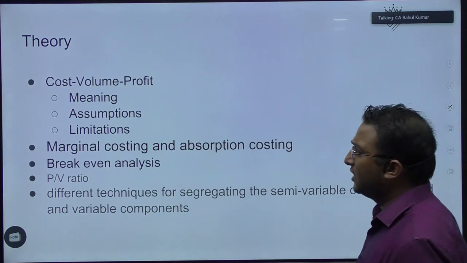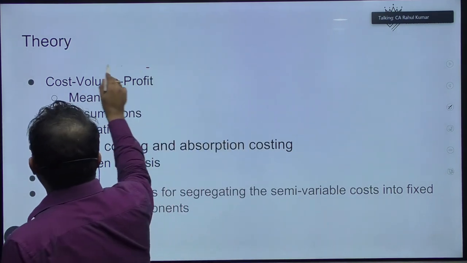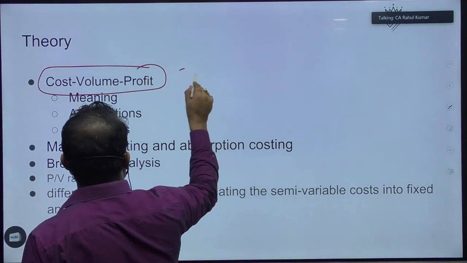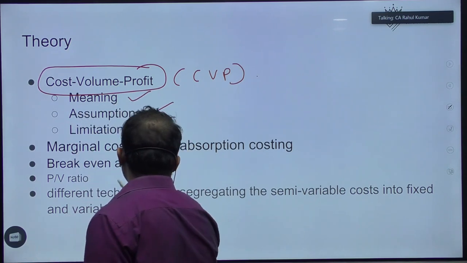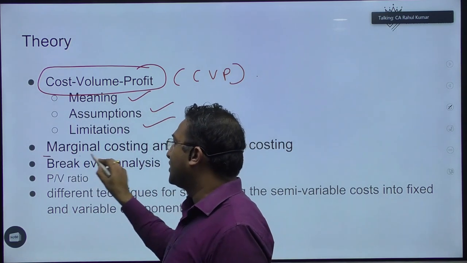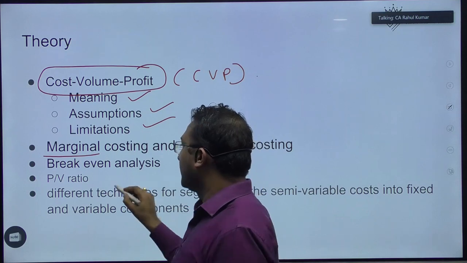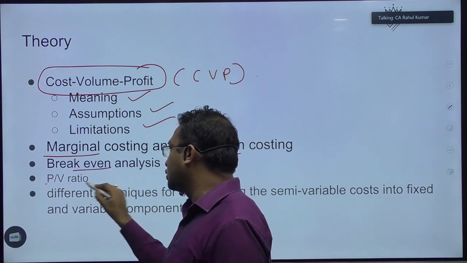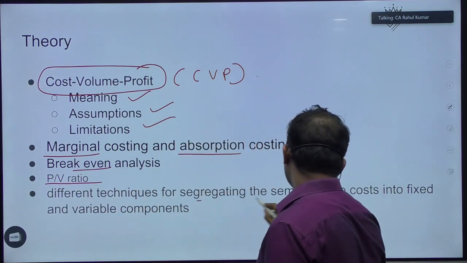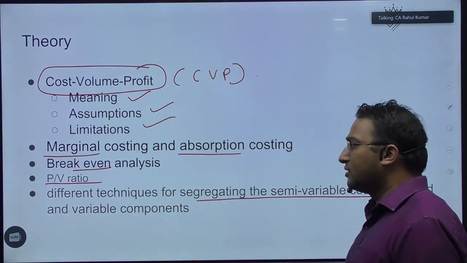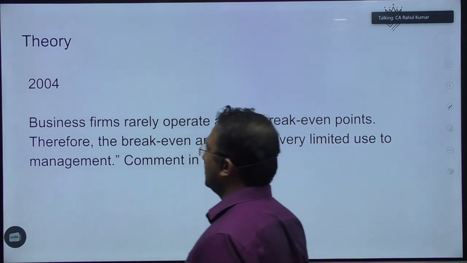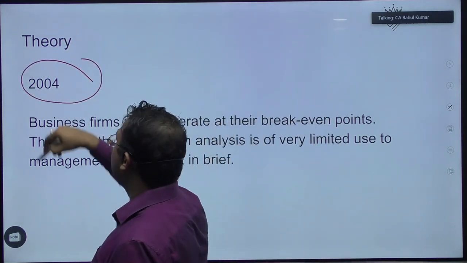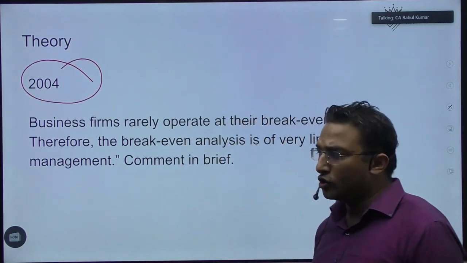In the theory part, they will ask cost volume CVP analysis. Very, very important. Multiple times they are repeating the meaning, assumptions, limitations. Then difference between the marginal costing and the absorption costing, BEP analysis, PV ratio, and how to segregate the variable, semi-variable cost into fixed and the variable component. 2004, they asked application-based question. So these type of question you should also remember.